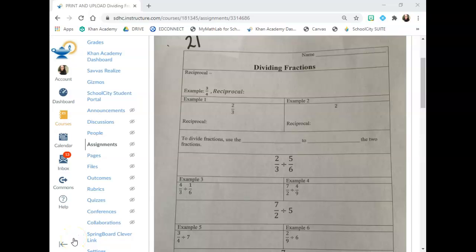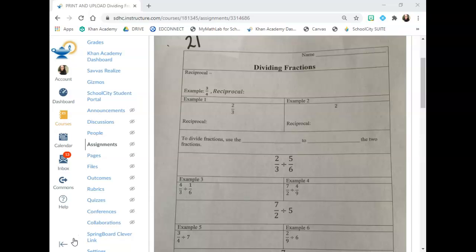Here we go. We have been talking about multiplying fractions. Today we're going to switch it up. We're going to talk about dividing fractions. And dividing fractions, you'll find, is not too much different. Here we go with dividing fractions.